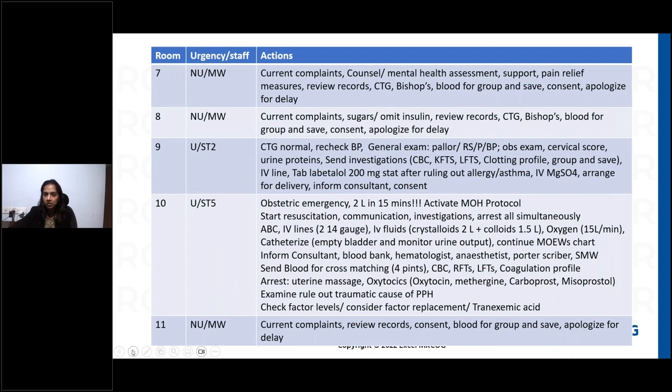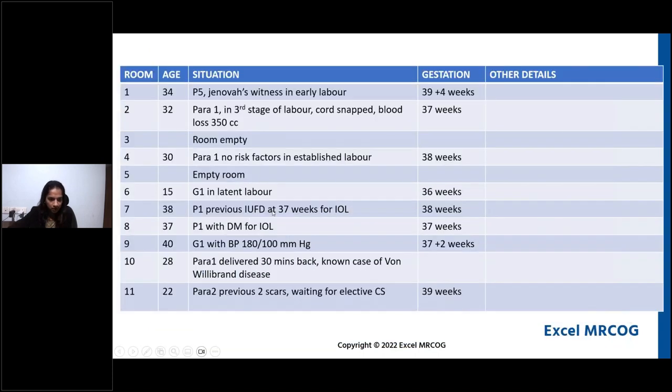Patient is waiting for induction of labor. Previous IUD. Again, here, the same thing, which we have already discussed. So you have to just check her. Before induction, what do we do normally? Send blood for group and save, do a per vaginal examination for cervical score, do a CTG prior to induction. Here, in addition, you may have to check her mental status, because she's had a previous IUD, support, and apologize for the delay.